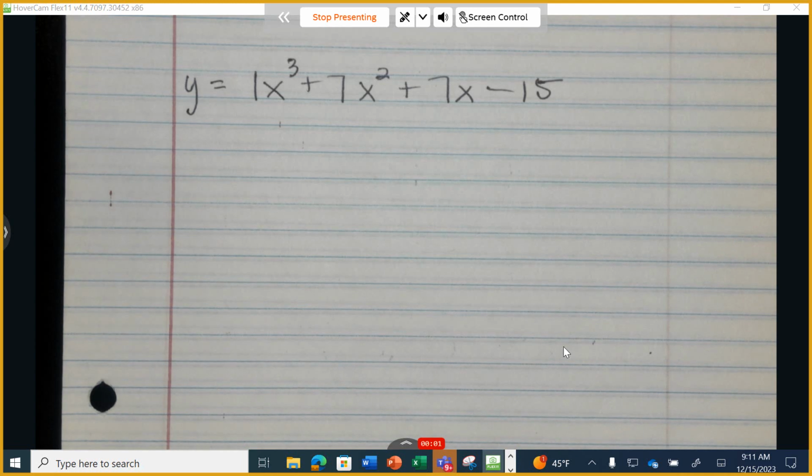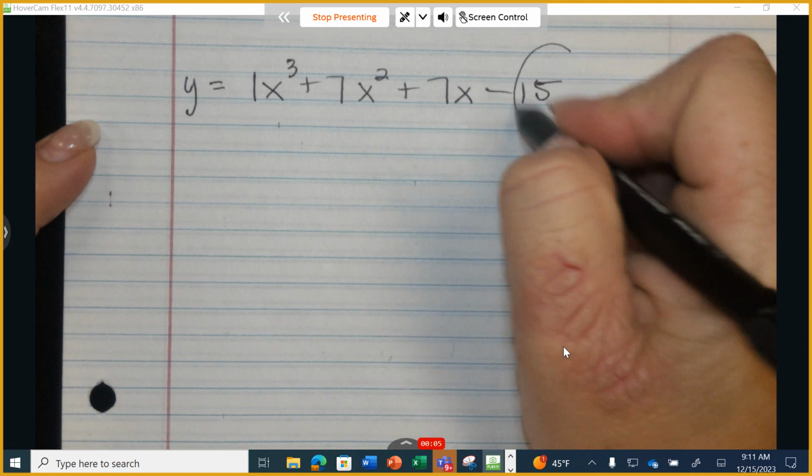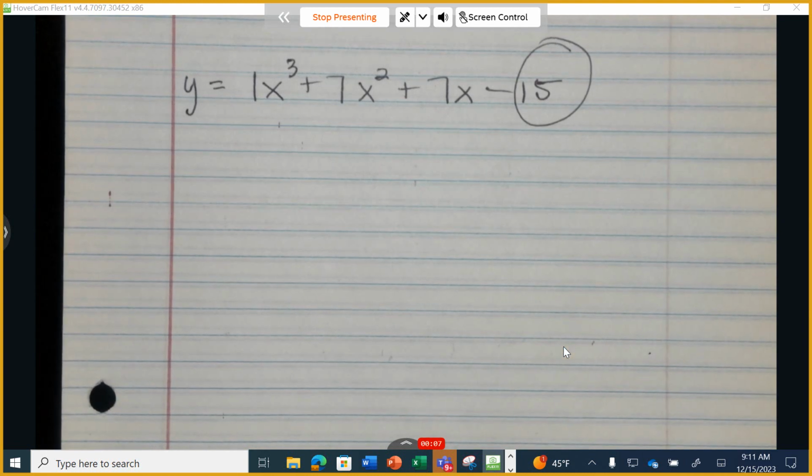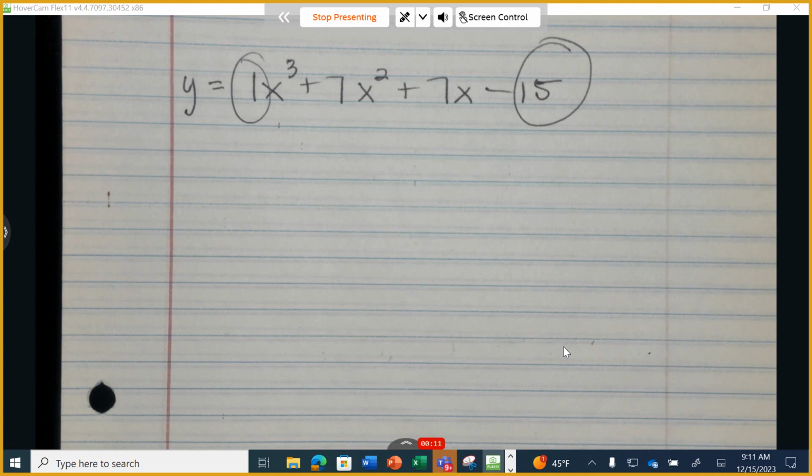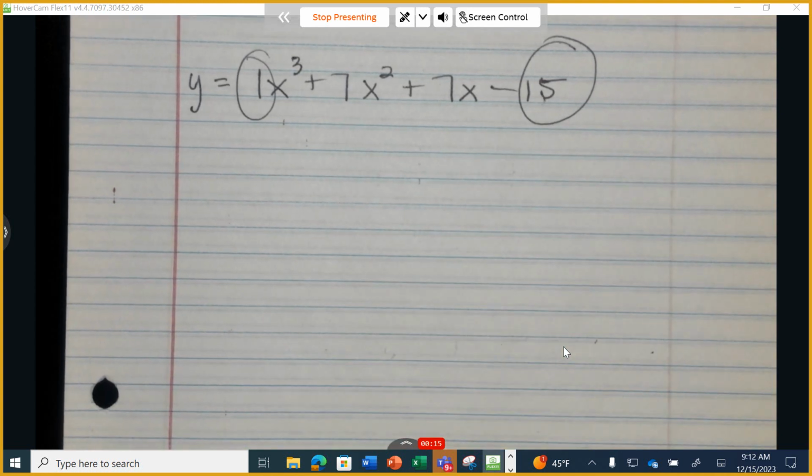The first part is going to say, list all the possible rational roots. I don't care about the sign. Circle the last number, called the constant, and circle the leading coefficient. If you don't see a 1 in front of the x cubed, it's a 1. We're going to list all the factors of 15. That means what numbers nicely divide into 15.